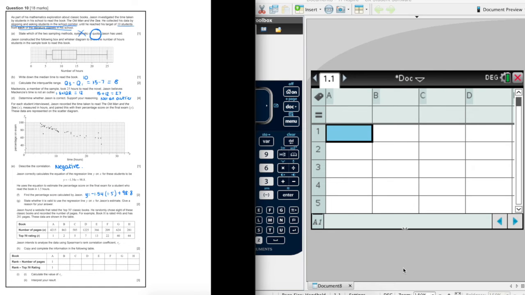The x is the time taken, and we're told that that's 1.5, and that gives me a value of 96.5, so 96.5%. Then we need to decide whether it's valid. It is not valid. The reason for that is because it's extrapolation. So extrapolation is the key word that you want to write there.